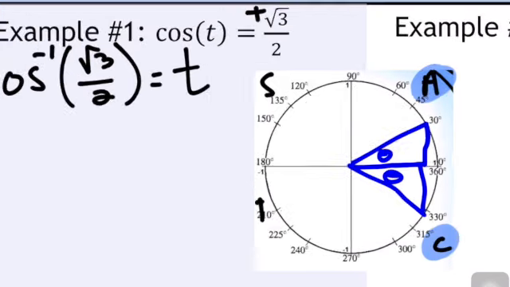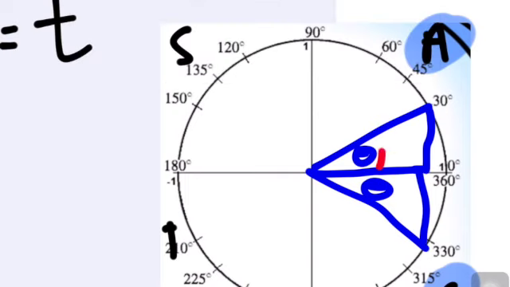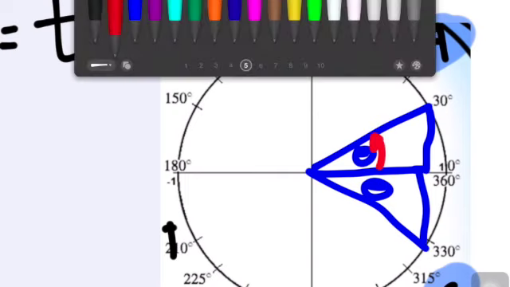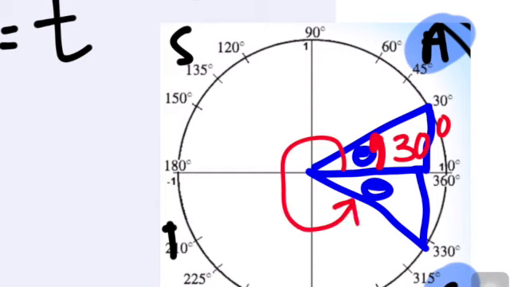Okay, so let's go ahead and write our answers down. What are those two angles? First of all, this first angle right here is going to be 30 degrees. And then if I go all the way around, what will this angle be? Well, I know the whole thing's 360, and I'm going back 30 degrees, that's the special right triangle. So now I'm at 330.